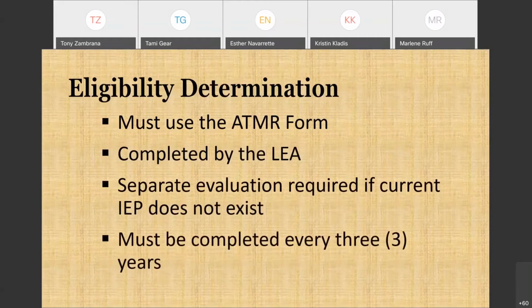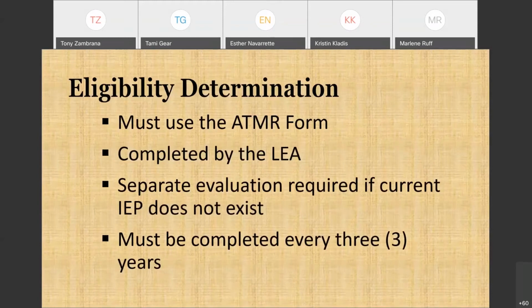And then again, eligibility must be redone every 3 years, and that has to be done before that 3 years is up. So considering that there's 45 school days that it needs to be done by, what you need to make sure is that you are backing. So if it's due May 15th, for example, you need to make sure that you have counted back 45 school days to get all those permissions in place to give you that full 45 days if you're an LEA to get that evaluation completed.